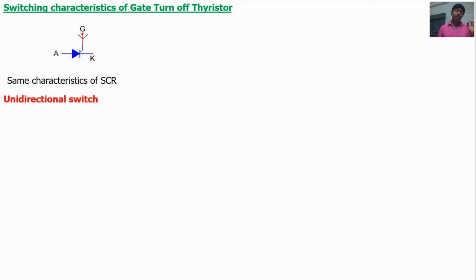Next, gate turn-off thyristor. The gate turn-off thyristor has the same characteristics as SCR, but the only difference is the SCR is not able to control the off grid, but the gate turn-off thyristor controls both on grid as well as the off grid. Okay, that is the difference. But all others are same. So same as that of SCR, it is a unidirectional device and bipolar switch.